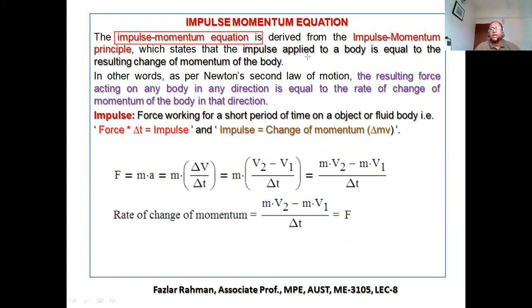And what is the impulse momentum equation saying? It's saying the impulse applied to a body equals the resulting change of momentum of the body. So what is impulse on the body? Impulse means a big force working for a small amount of time.